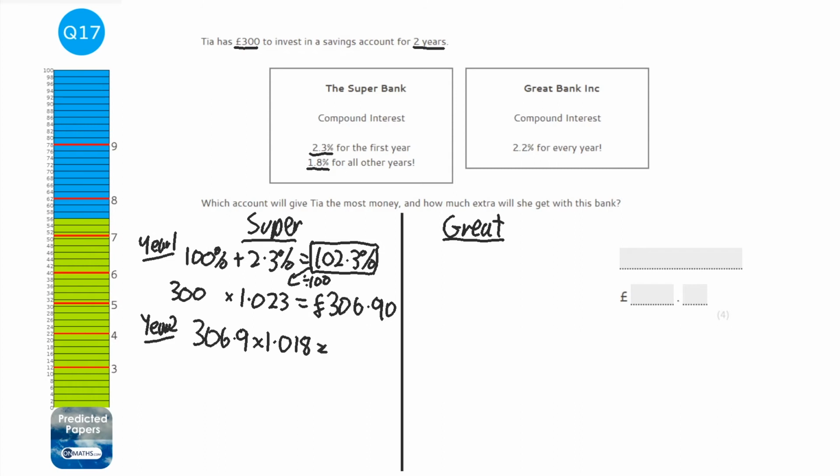So what's that going to be? So 306.90 times 1.018. And that says it's £312.42, and I'm going to round it to the nearest penny. Okay, so that is Superbank. That's how much we'd get.